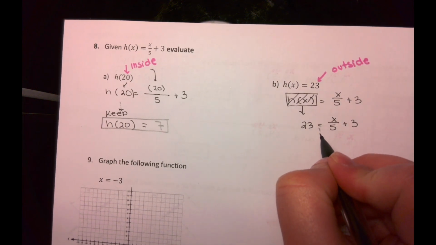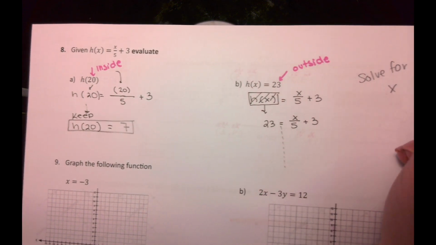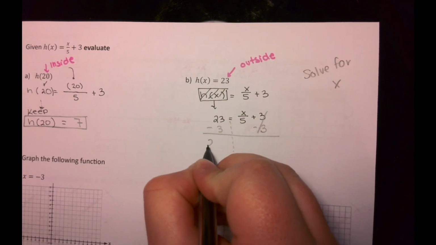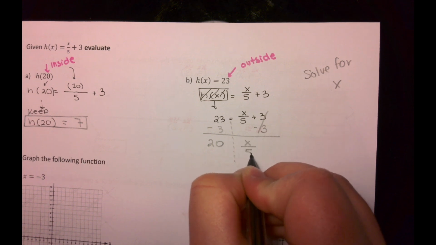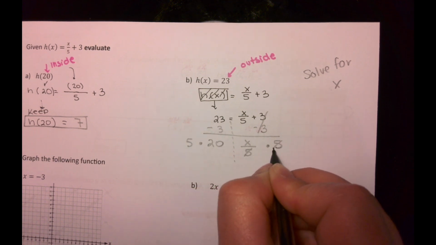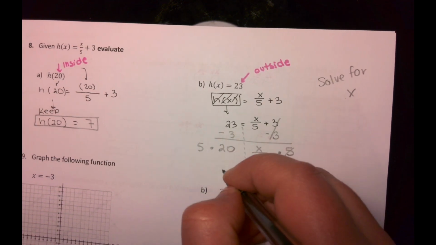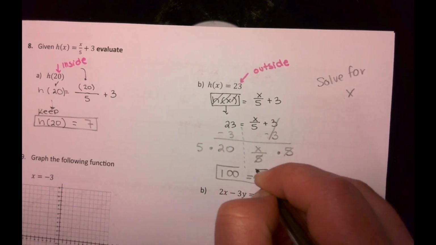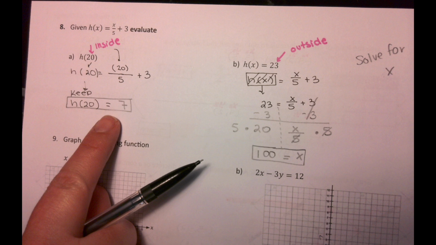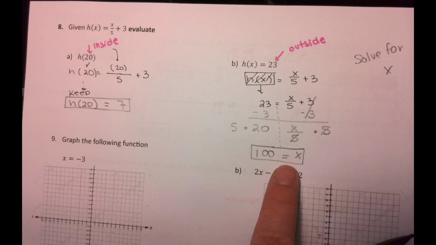Now on this side, because we're not replacing x, we need to solve for x. So I'm going to subtract 3, which means I have 20 is x over 5. I'm going to multiply by 5. We have division. We need to multiply to undo that. So x is equal to 5 times 20 is 100. And that is our answer. So take a quick moment to notice the difference between the answers. We put 20 inside, we put 23 on the outside. We plugged it into the calculator, we ended up having to solve an equation.